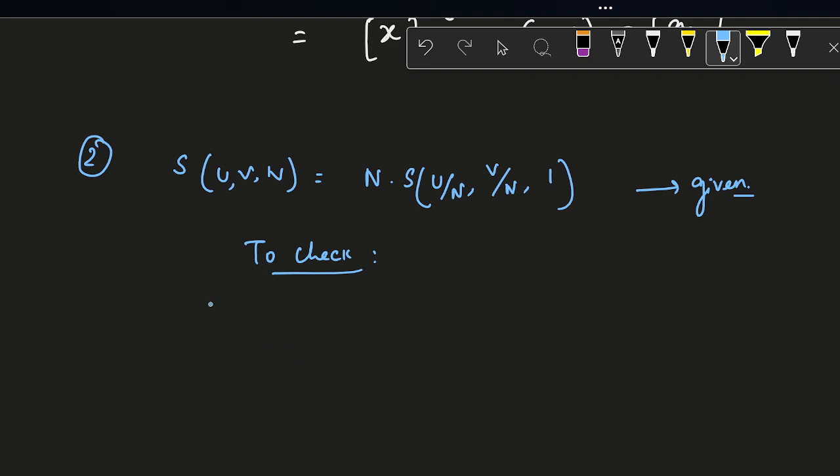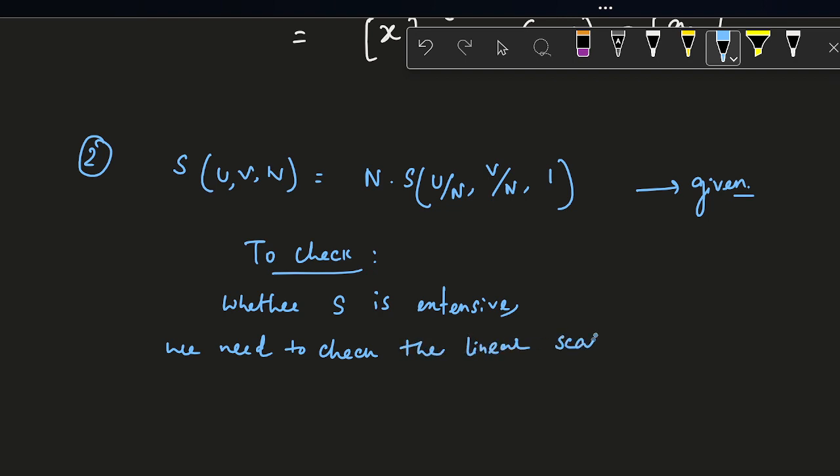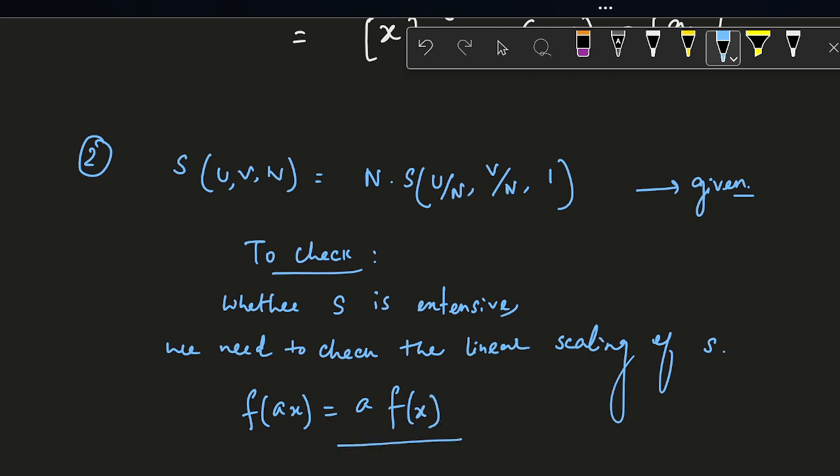Now as I told you, to check whether entropy is extensive, we need to check the linear scaling of S, by which I mean that you have to use something like this: f of a times x gives you back a times f of x. Then you say that your function is linear and it is extensive.